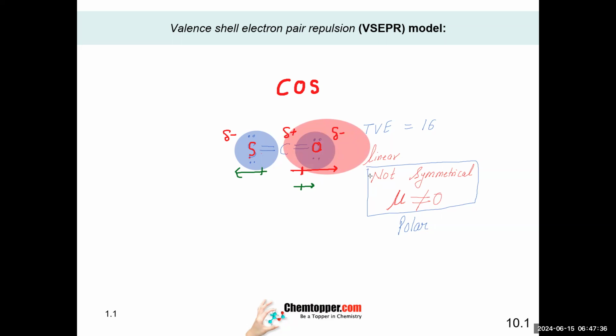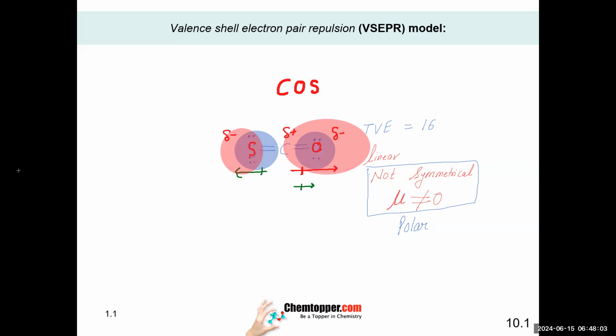So the molecule is slightly polar and the partial negative charge is more on the oxygen. There is some on the sulfur also, but sulfur is going to have less. Oxygen is going to have slightly more. So the molecule is polar. The sum of all dipoles is not equal to 0 because it is not symmetrical.